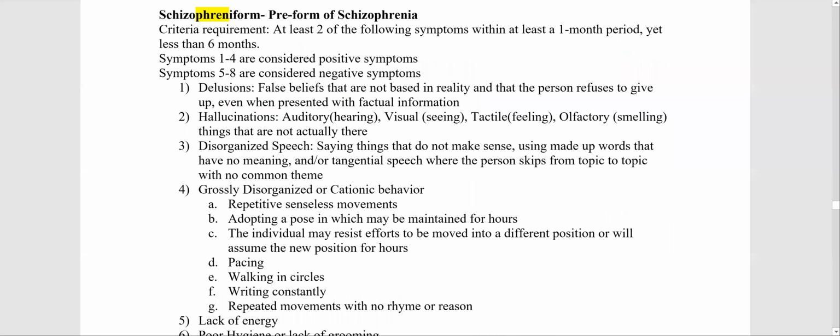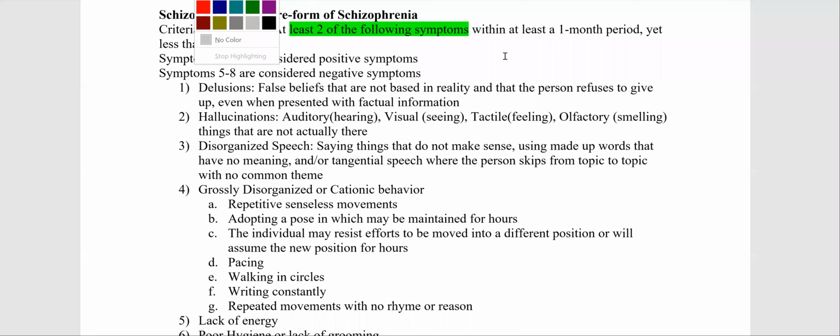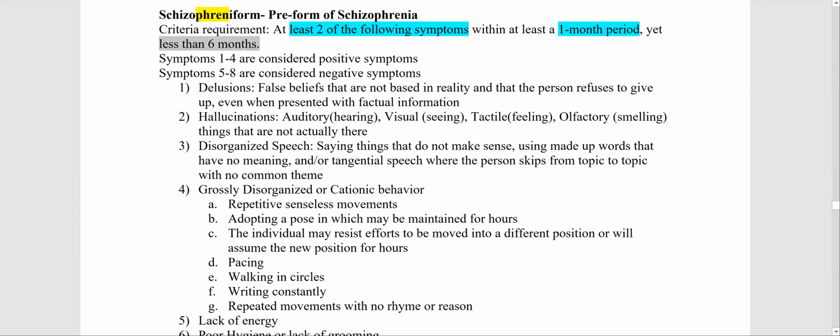So it's in the middle of brief psychotic disorder and schizophrenia. Brief psychotic disorder was 30 days or less. Schizophrenia is going to be 6 months or longer. This one is going to fall in between that, with at least a 1 month period, 30 days, but less than 6 months. So you have to have at least 2 of the following symptoms. It opens up further than brief psychotic disorder, because for brief psychotic disorder you just had to have 1 or more of delusions, hallucinations, or disorganized speech. And schizophreniform tends to get a little more extensive because it's over a longer period of time. And again, that's 1 month, but less than 6 months.